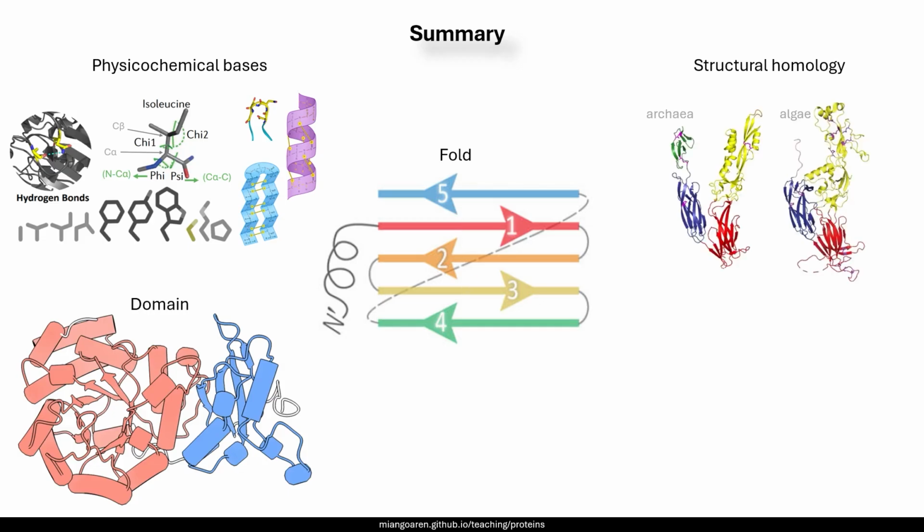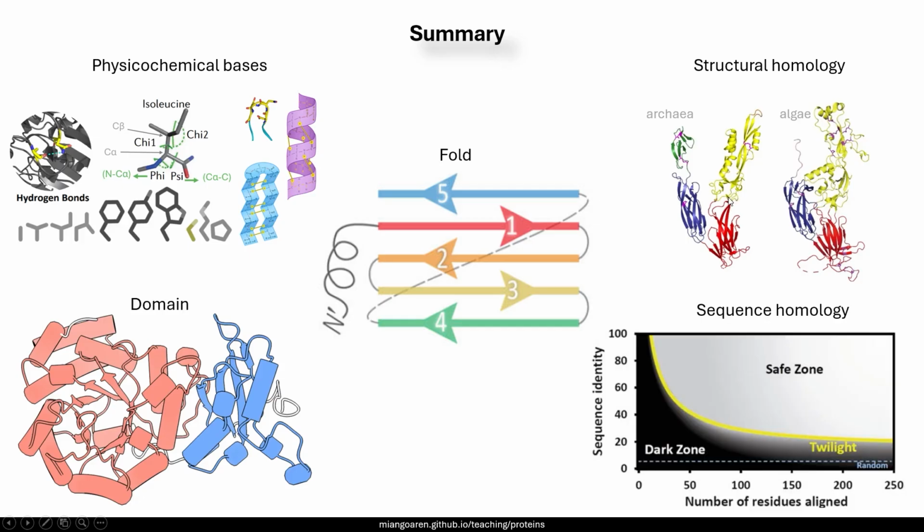As a fourth point, we have that there is homology at a structural level, when we observe that although thousands of years of evolution have passed between an archaea and an algae, when we investigate the similarity at the level of their structures, we find that there are quite consistent patterns despite the billions of years.